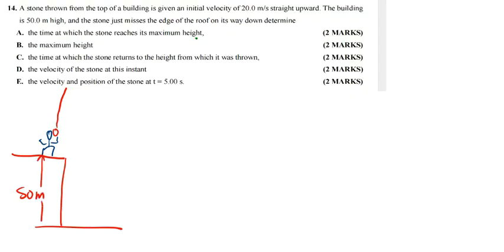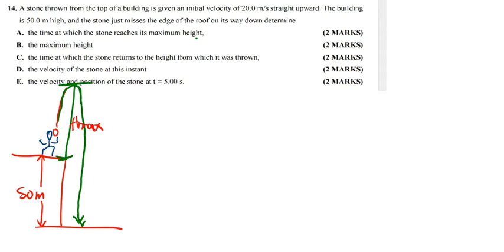Another thing which you have to take note of is that the stone just misses the edge of the roof on its way down. So as it reaches maximum height, instead of just coming straight down, it misses. So it went up and comes down past the edge. From the throwing point to that top point will be the maximum height reached by the stone. Perfect, right?